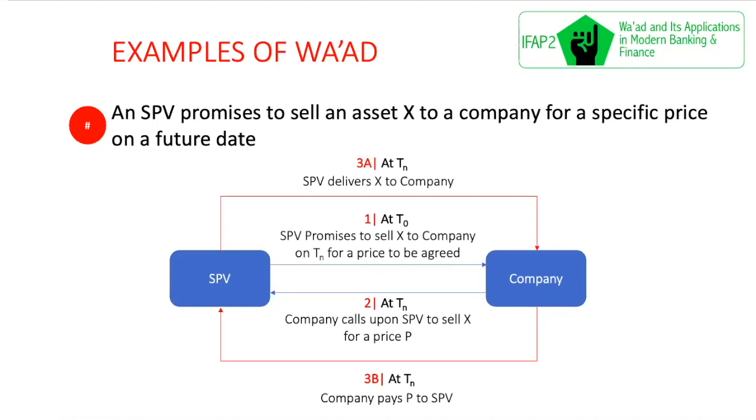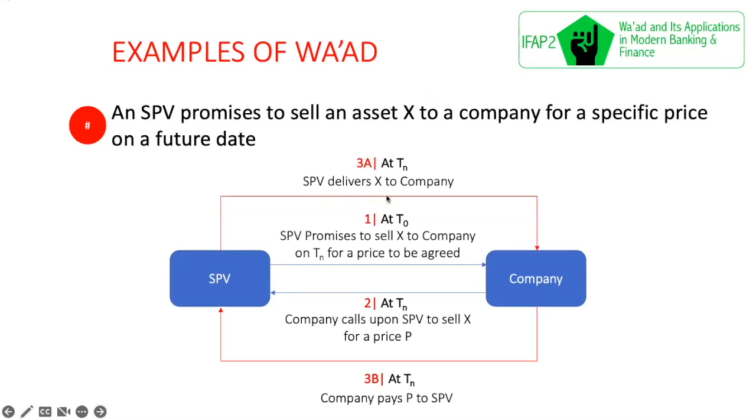Price may not be known definitely. There might be a formula, there might be some kind of indication or a price to be agreed in future. So this is a promise given by SPV to company at T naught now. Step number 2, at TN on the future date, company calls upon SPV to sell X for a price P. This is the price which is to be agreed between the two parties. And if SPV honors this promise, then what would happen?